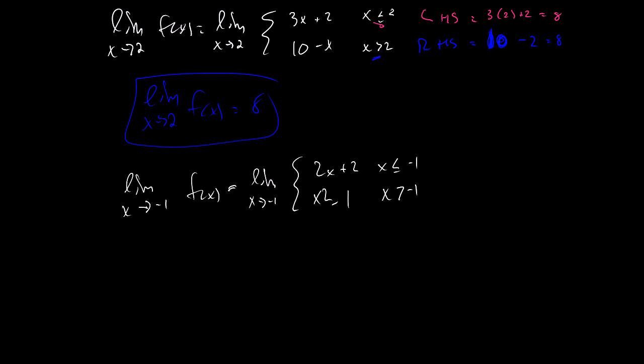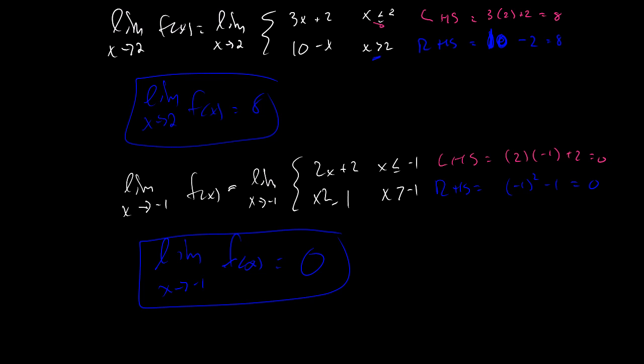Alright, so now we need to pick our left-hand side. It happens to be the same. We plug in, so we get 2 times negative 1 plus 2, which equals 0. Now we do our right-hand side: negative 1 squared minus 1, which happens to equal 0. So left and right-hand side agree, and the limit as x approaches negative 1 of my function is equal to 0. Ta-da! I did that right.